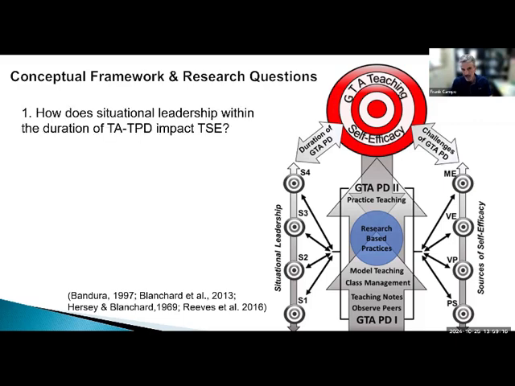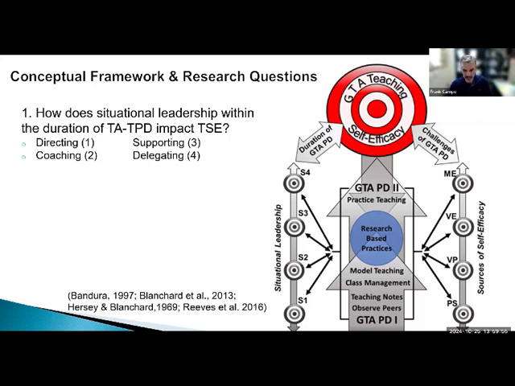The first question I want to talk about with you guys is, how does my use of situational leadership to deliver training impact teaching self-efficacy of the TAs? Situational leadership, just to briefly go over it, is a fluid approach to leadership. It starts out with more directing leadership, which is very detailed instruction, and moves to more coaching and supporting, and then finally delegating, where you can turn loose the TAs to do their own thing. But this is all based upon their development level and the situation that they're dealing with.